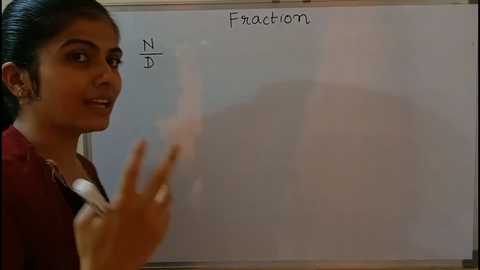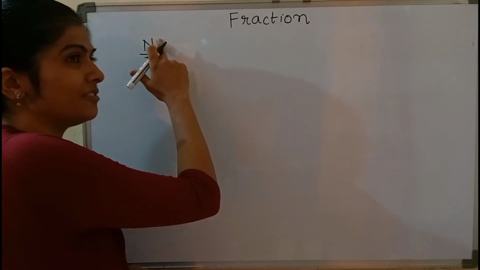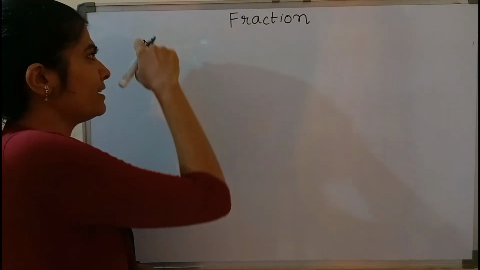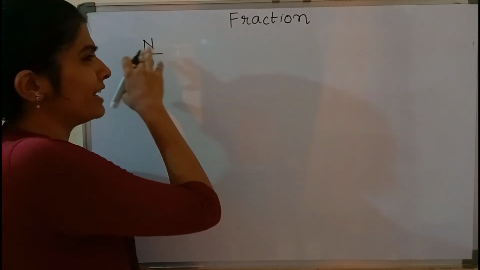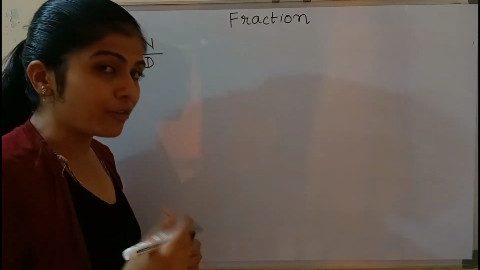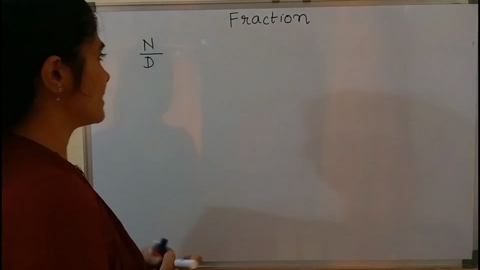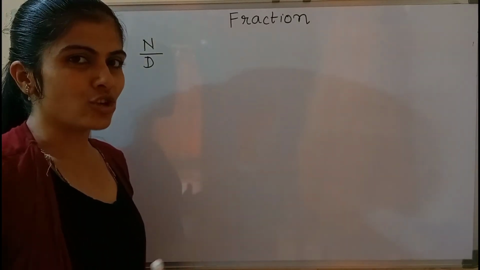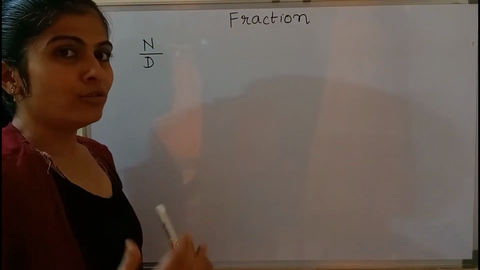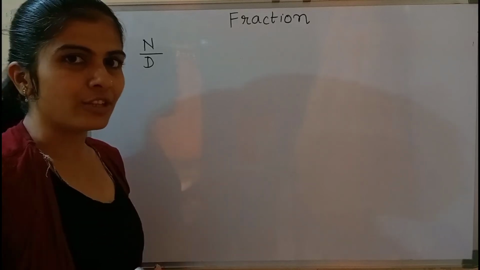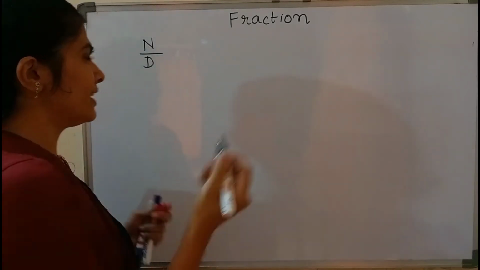So we can say that there are two digits. One is called numerator, which is written above, and denominator, which is written down, and it is separated by a line. But what is numerator, what is denominator, and what is use of it? Let's understand. Suppose you are having a chocolate. Now you need to share it with your sister or your brother.